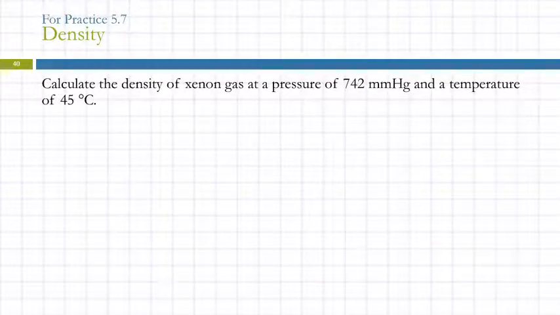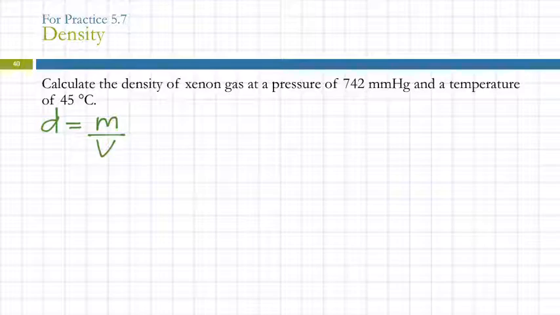Calculate the density of xenon gas at a pressure of 742 millimeters of mercury and a temperature of 45 degrees Celsius. Calculate the density. What's density? Density equals mass divided by volume. Okay. I've got xenon gas, I've got a pressure, I've got a temperature. Let's write those things down. Pressure equals 742 millimeters of mercury.